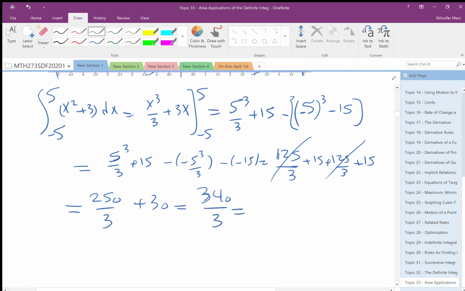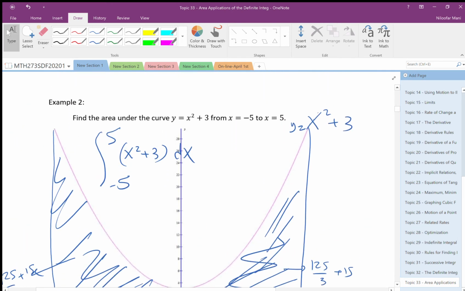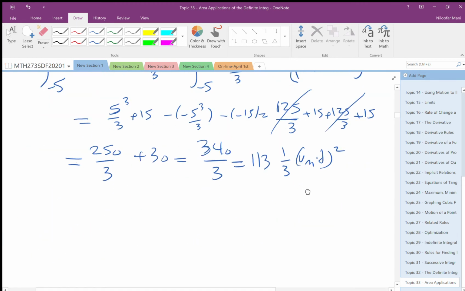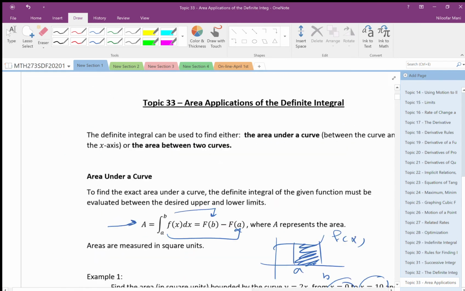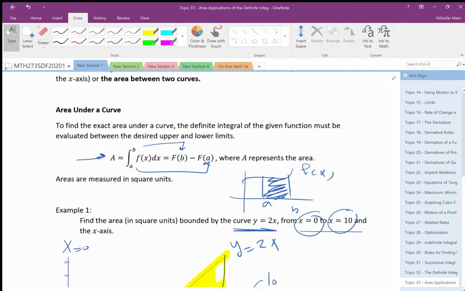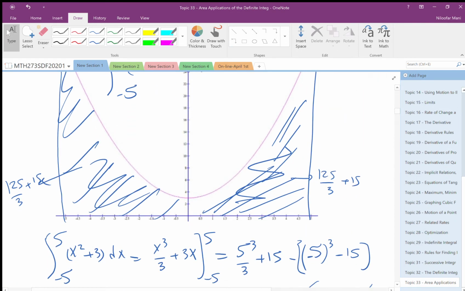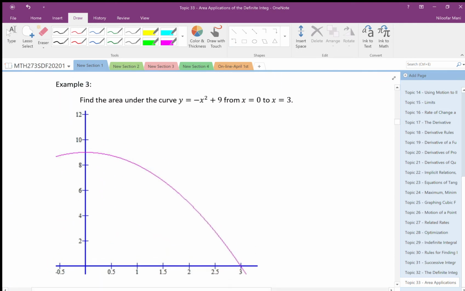That's 113 and 1/3 unit squared. Why do I say unit squared? Because again, I didn't say from this centimeter to this centimeter, so I cannot say centimeter squared. If I said meter squared, but I don't have that. So I say unit squared, because this is the area. Based on the lesson here, if I find the integral from A to B, I am finding the area under the curve from A to B. Okay? Easy. How about this one?